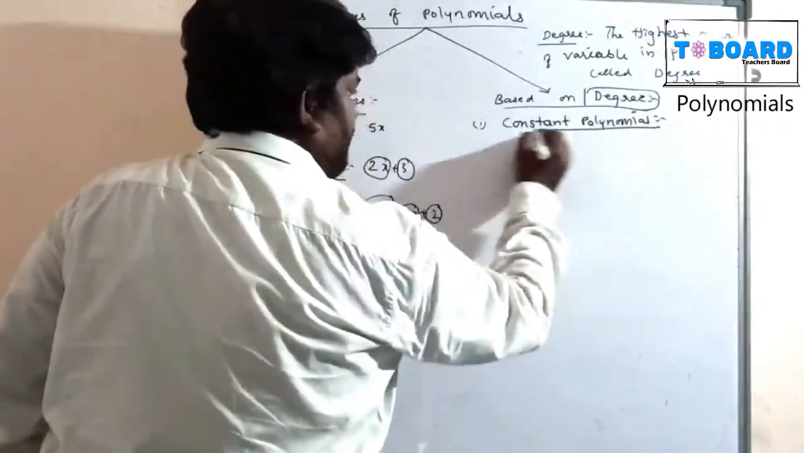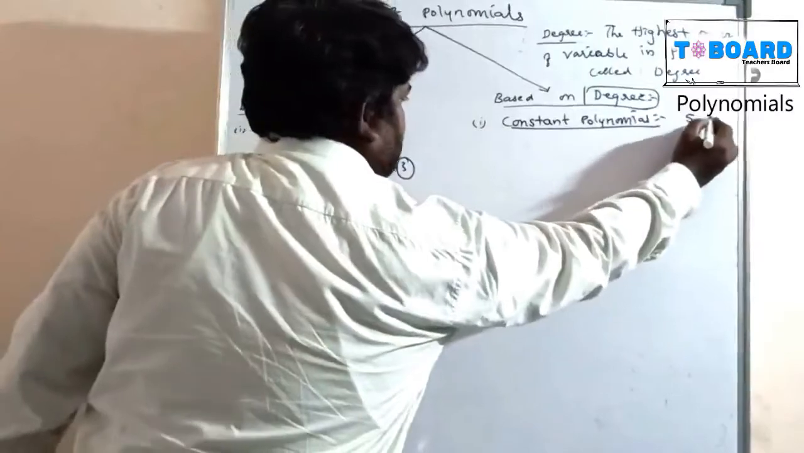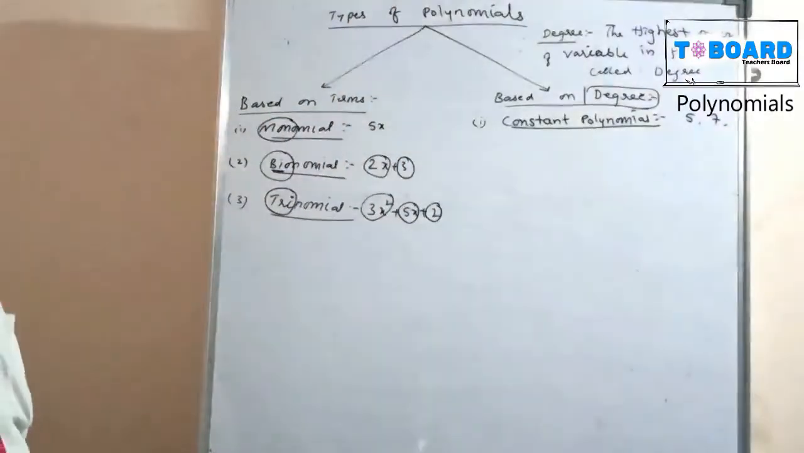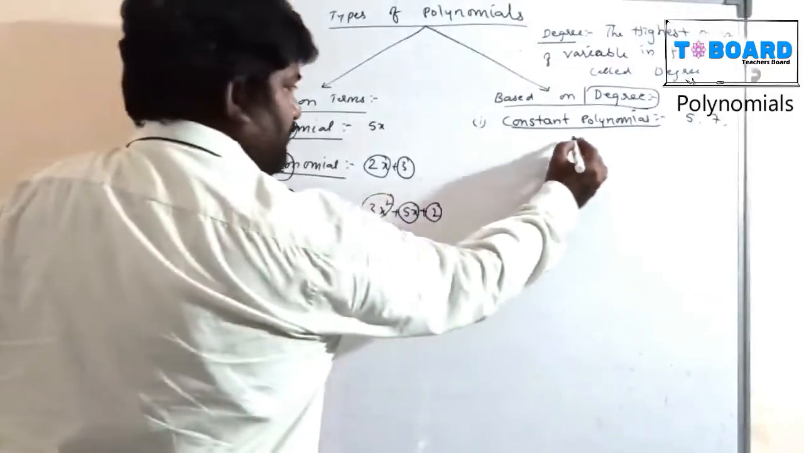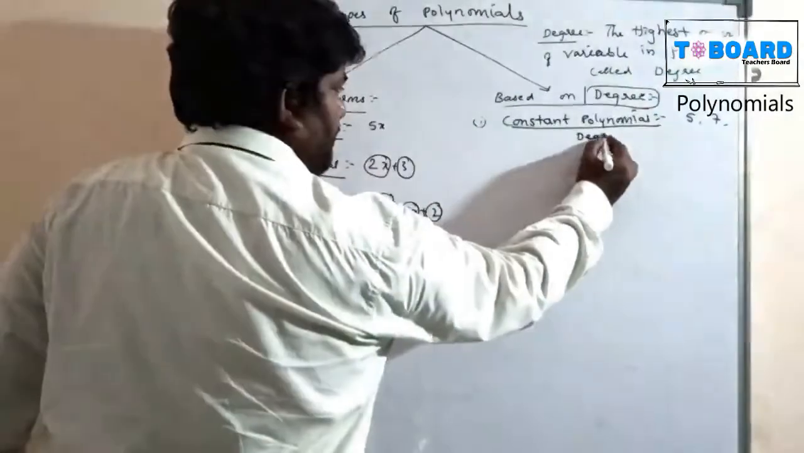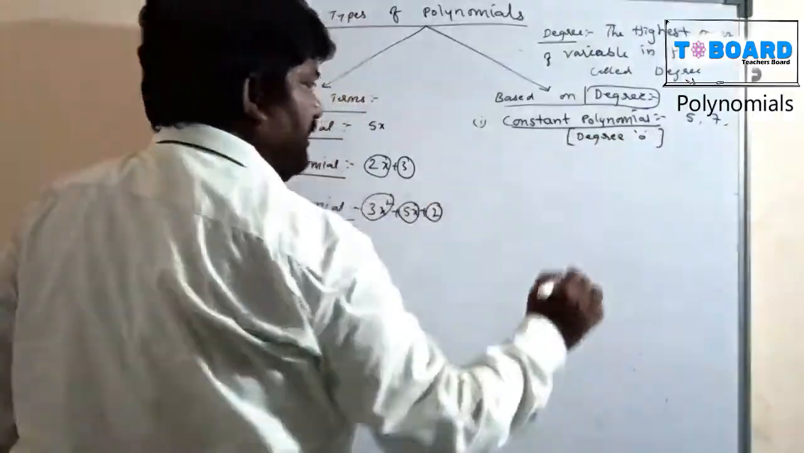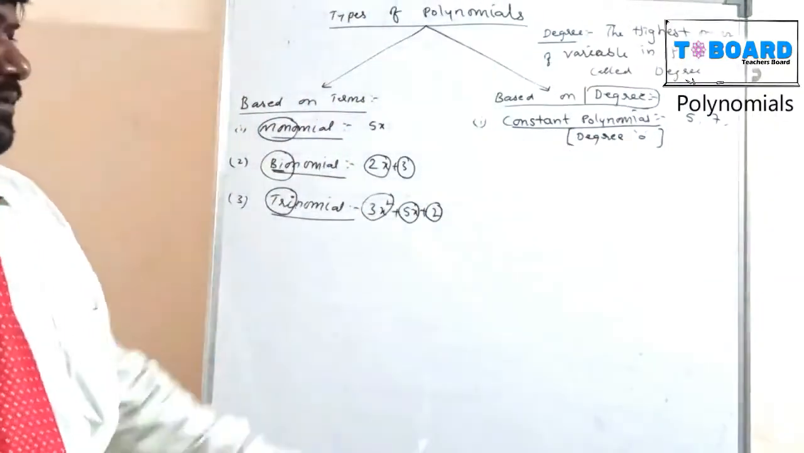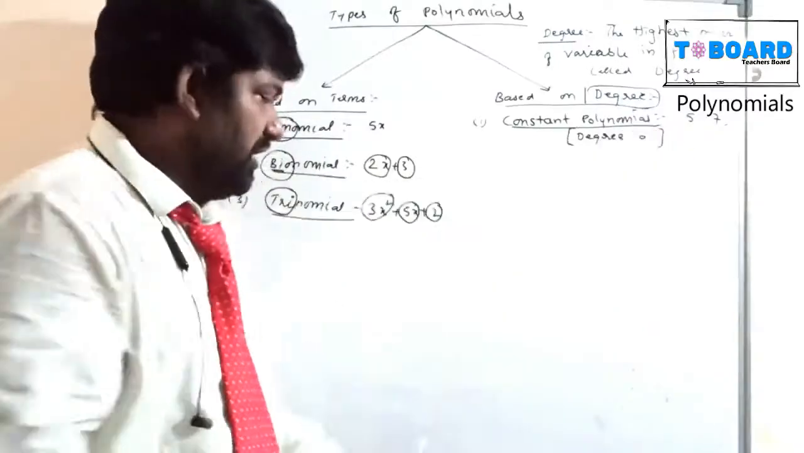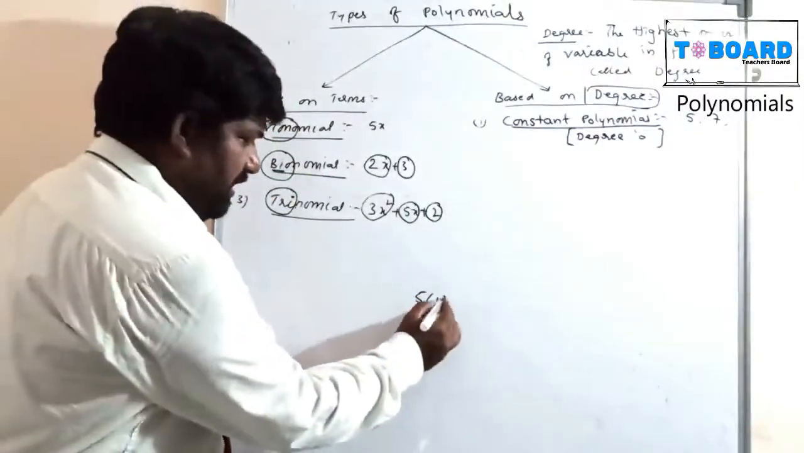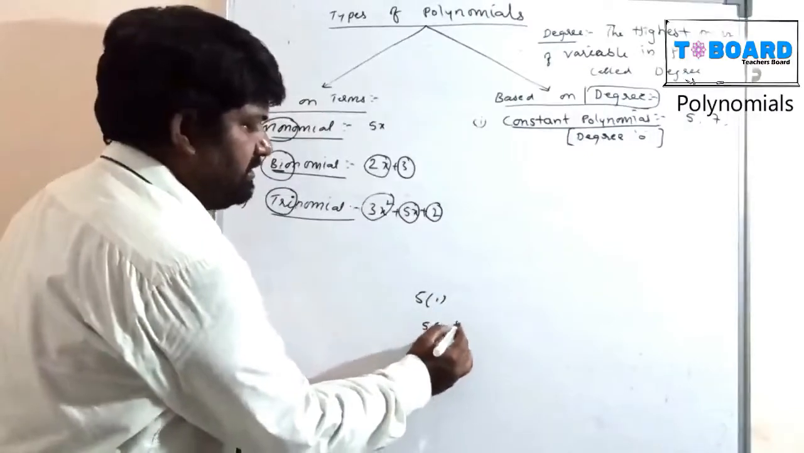Constant polynomial means only a constant number, like 5 or 7. Constant polynomial means the degree is 0. If the degree is 0, it is a constant polynomial. Constant means 5, which is 5 into 1. Suppose there is the number 5, 5 into 1.